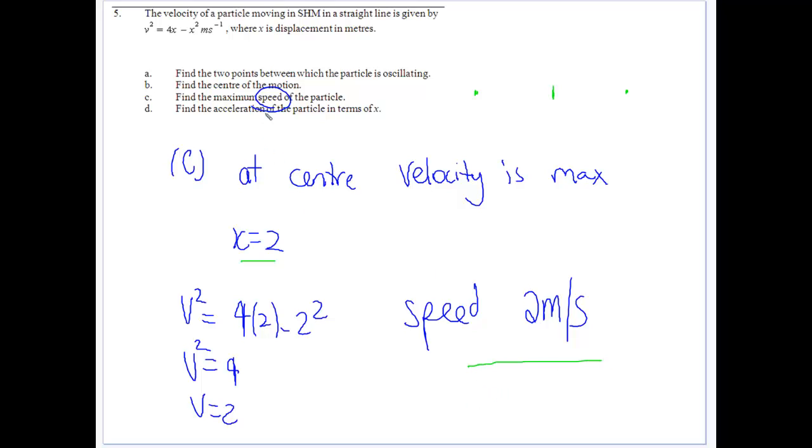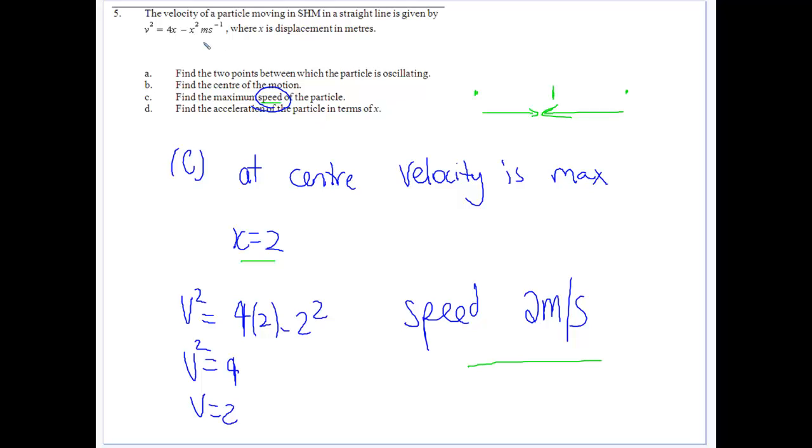And we notice we said speed, we didn't say velocity. It's speed because if it's moving in one direction, the velocity is positive, and if it's moving in the other direction, the velocity is negative. So we're really looking at just speed, because at that point it's 2 meters per second going in either direction.